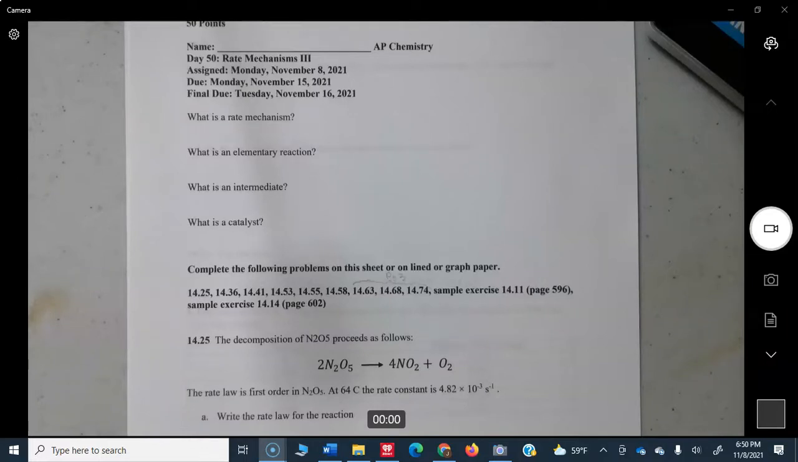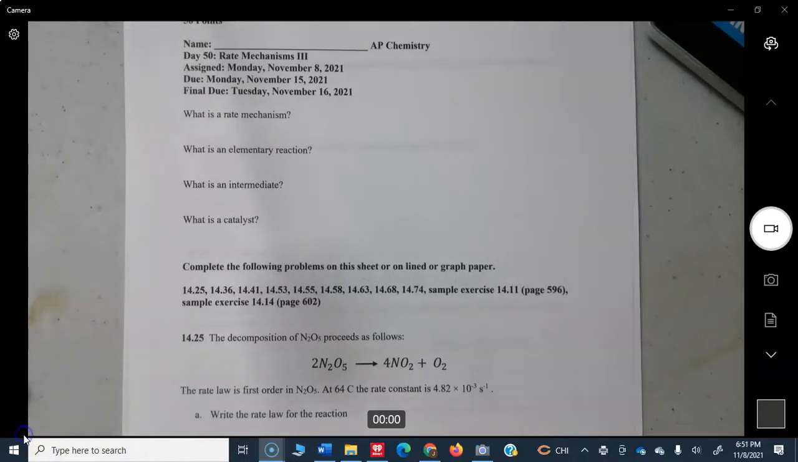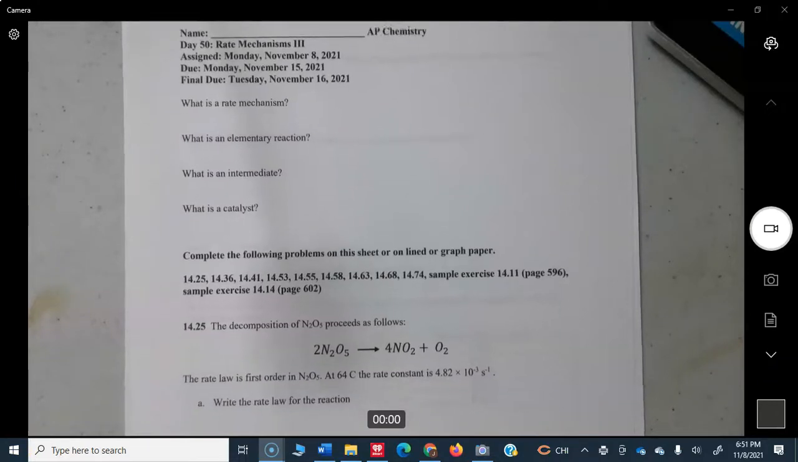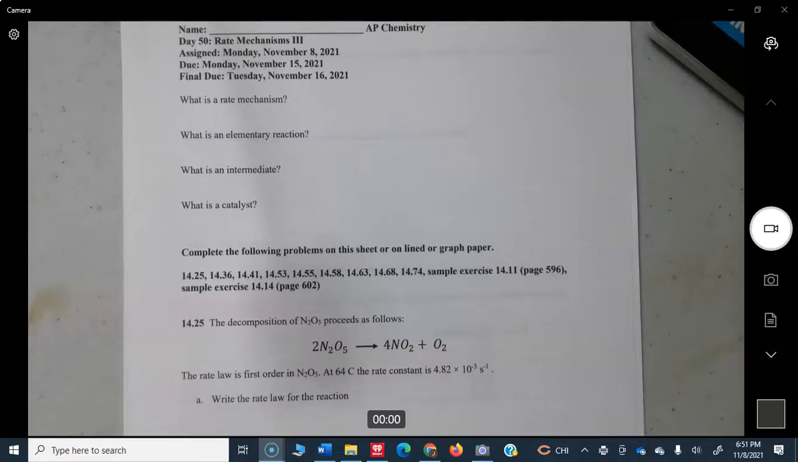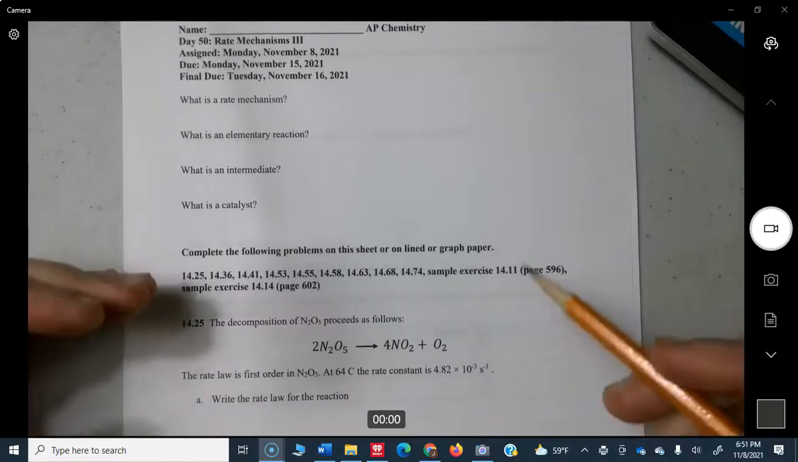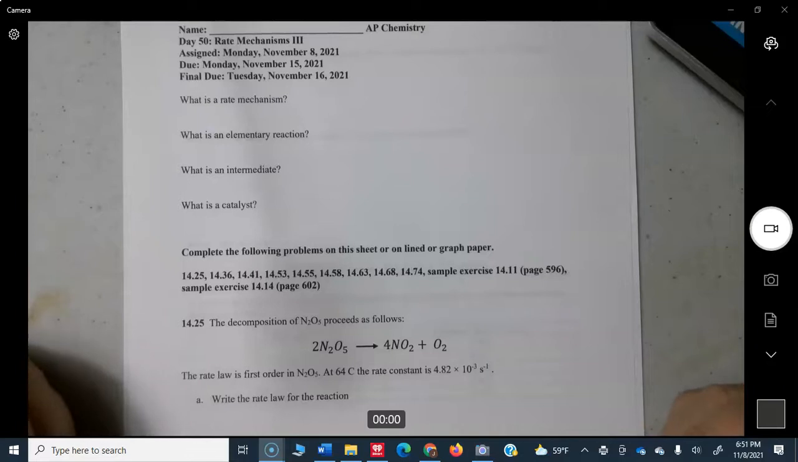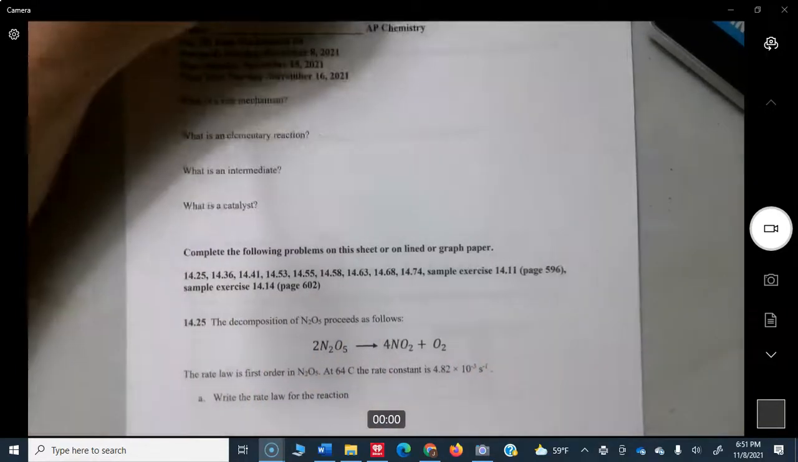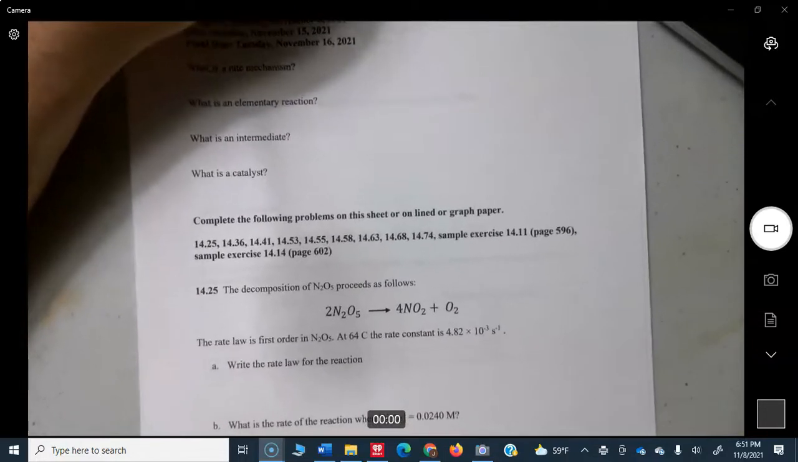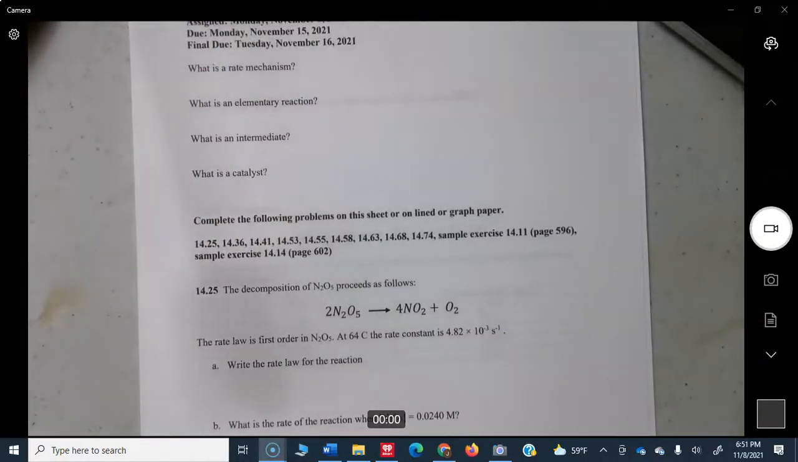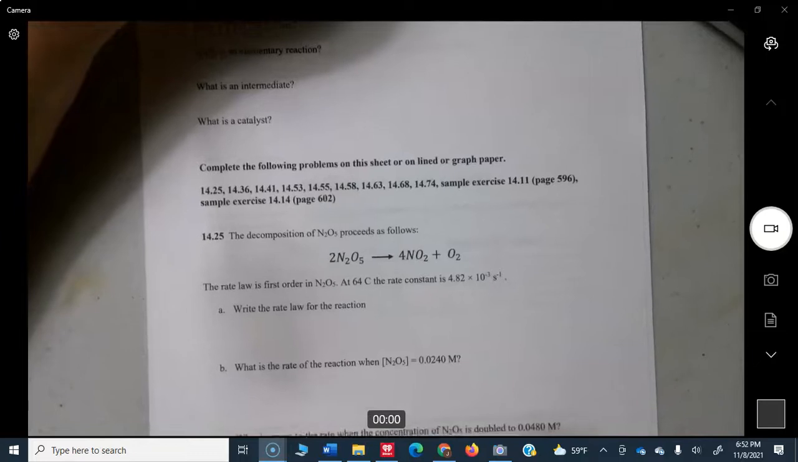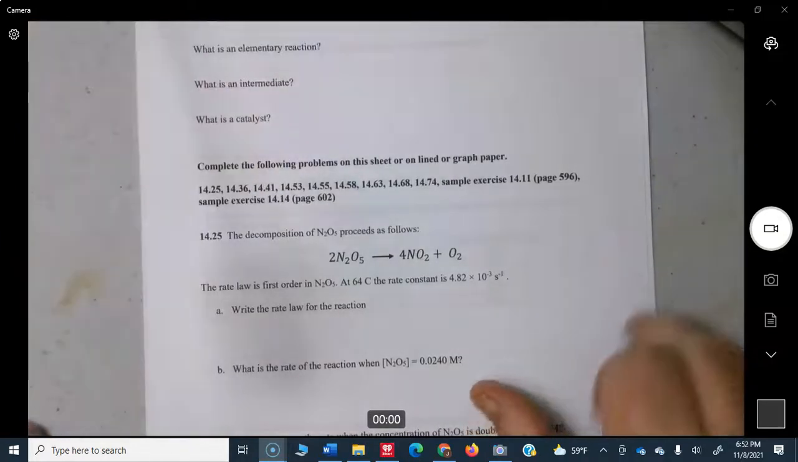Okay, so now we're going to go ahead and answer questions from chapter 14 of your textbook. I've transcribed them here for this assignment. I probably won't do that in the future. I'll just give you the numbers, and there will be a copy of the textbook for you to use in class, as well as the one that you have checked out that's at home.